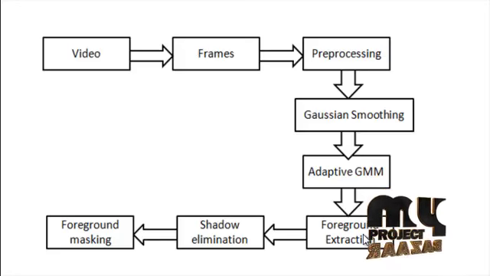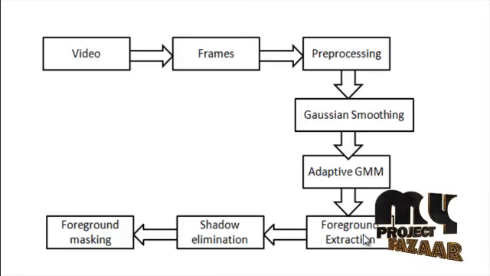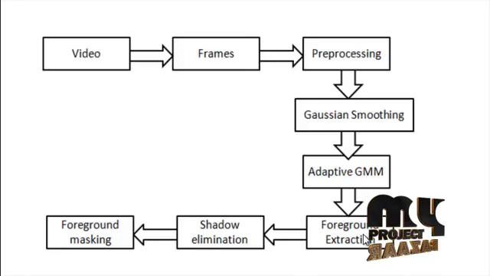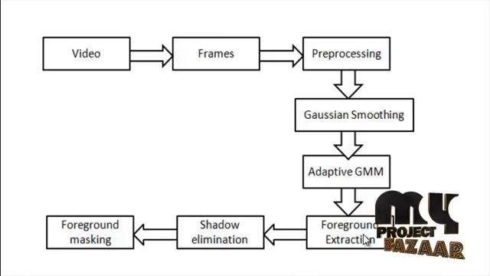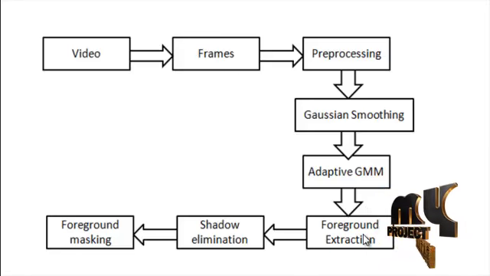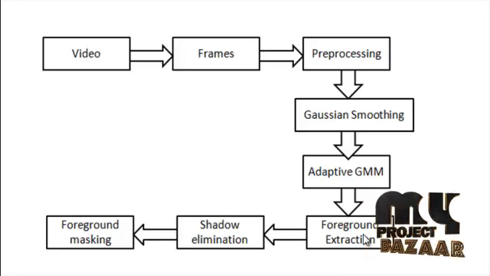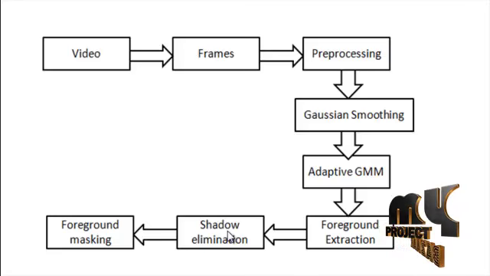Morphological operations such as closing and opening are applied on the noisy foreground mask. Connected component analysis is done to find and draw the object contours. Then we will extract the foregrounds. Then we will go for shadow elimination.